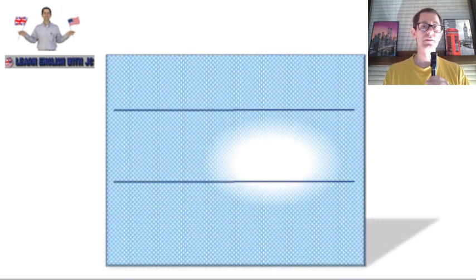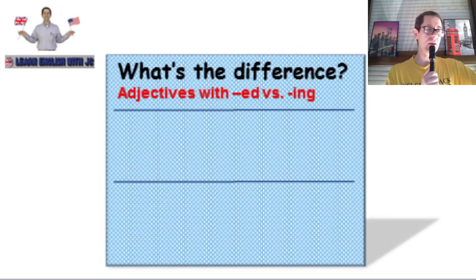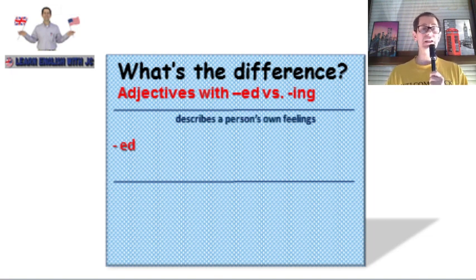What's the difference? Adjectives with ed versus adjectives with ing. Let's take a look first at those adjectives that end in ed, and then later we will take a look at the ones ending in ing. The ones ending in ed describe a person's own feelings. Remember, adjectives ending in ed describe a person's own feelings.